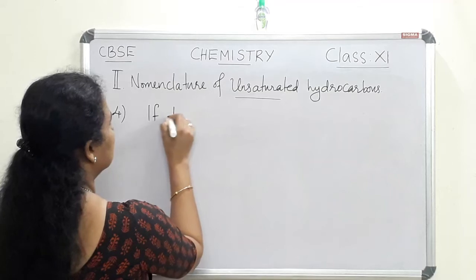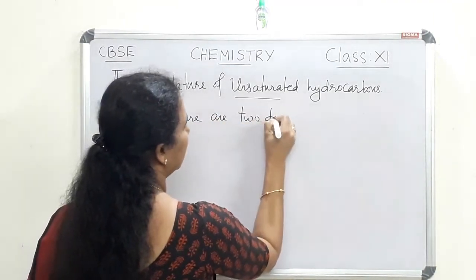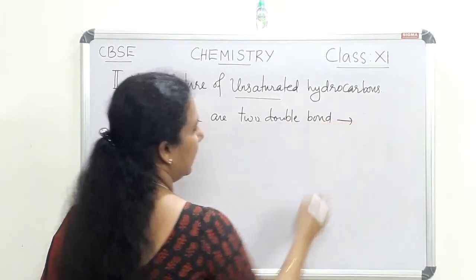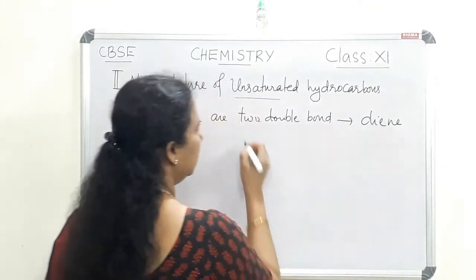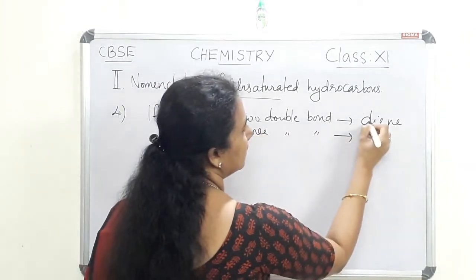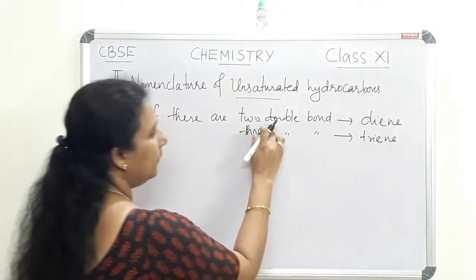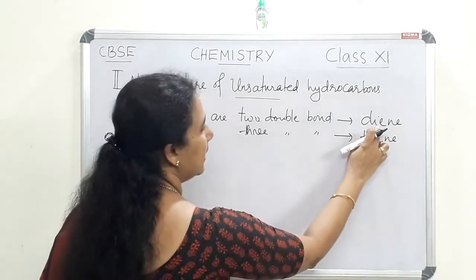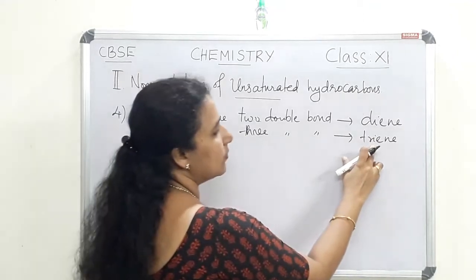If there are two double bonds in the organic compound, the name ends with diene. If there are three double bonds, the name ends with triene. So if there are two double bonds in the organic compound, the suffix ends with diene. If there are three double bonds, it ends with triene.